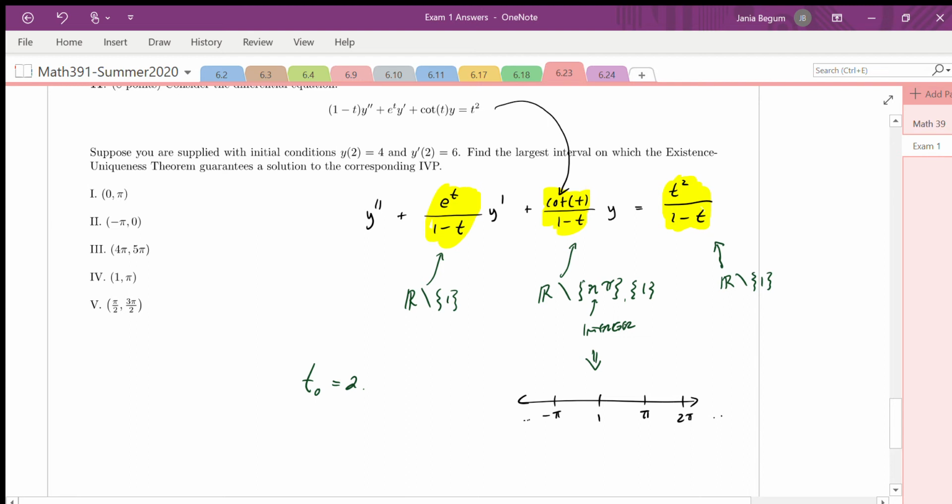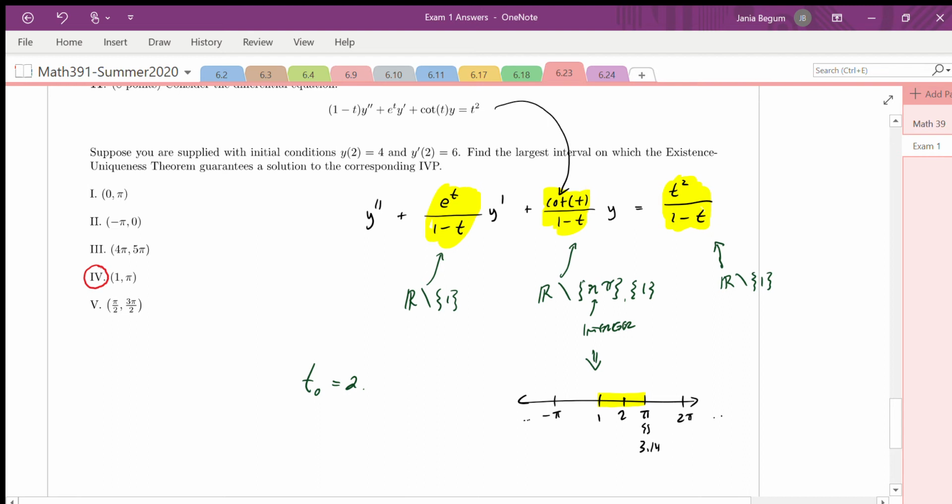Now, t naught is equal to 2. Well, if pi is approximately 3.14, that means 2 will be somewhere here. So that means the interval that we guarantee to have a unique solution is on the interval from 1 to pi. So this will be the correct interval. Okay, so the correct choice for this question would be 1 and pi. That would be the answer.